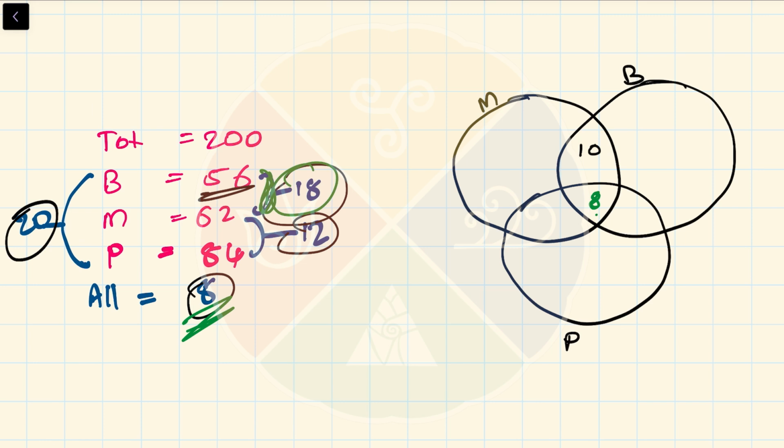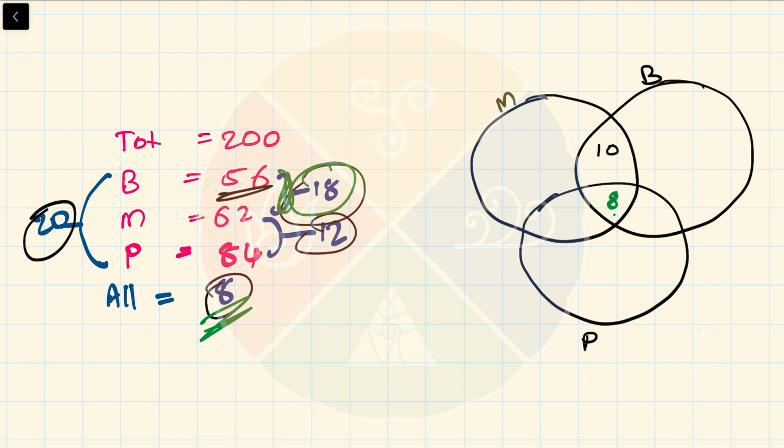Similarly, we have to fill in the gap of maths and physics. Maths and physics, 12 people should be there. So the gap of maths and physics is going to be here. 12 people are supposed to be there. But interestingly, 8 people are already there. We only have to put 4 more people. And that will create 12 people.